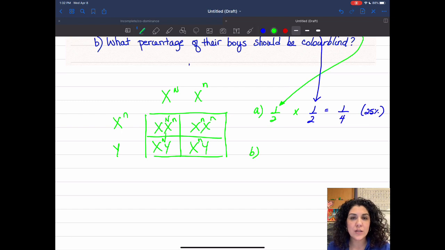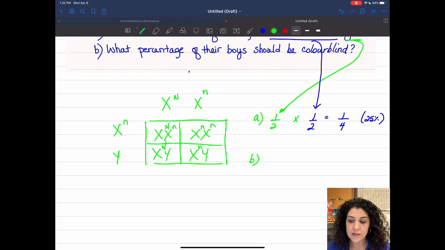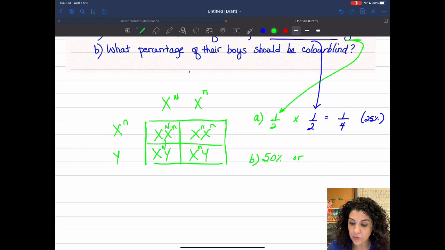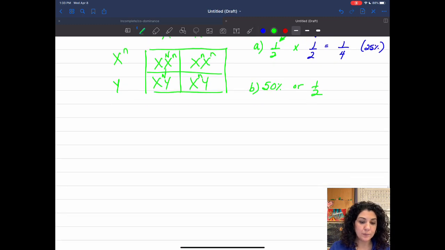This question takes into consideration that they've already had boys. I'm not saying what are the chances that they will have a boy. They've had boys. What are the chances that those boys will be colorblind? So again, I'm only going to be looking at the boys in this case. I'm not taking into consideration gender and what the probability of that will be. And when it comes to boys, colorblind is a 50% chance that I will have a colorblind child that is a boy. So that's 50%, or a half if we want to write it as a fraction. Okay, so 50% or a half.